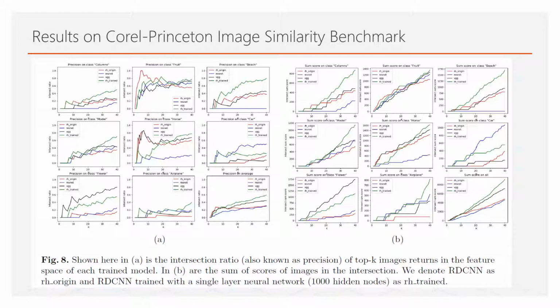But in some classes, our model is not good. It's not as good as the trained CNN because we find in those classes the similarity is dominated by the items' classes rather than the background or the main color of the images.